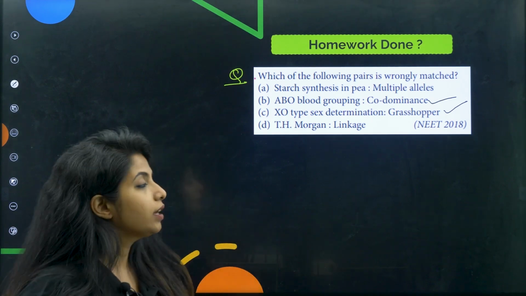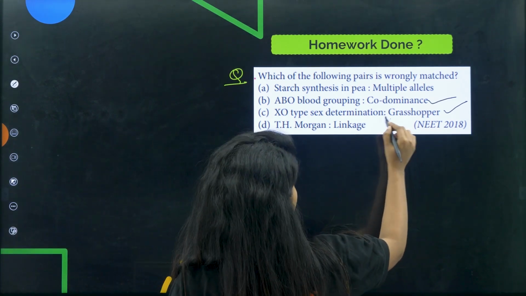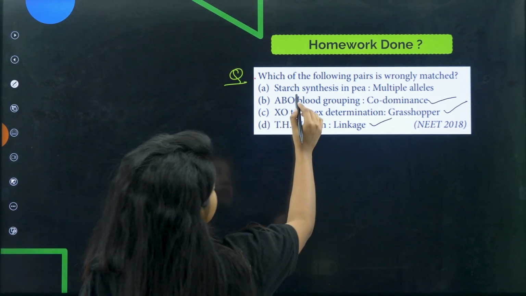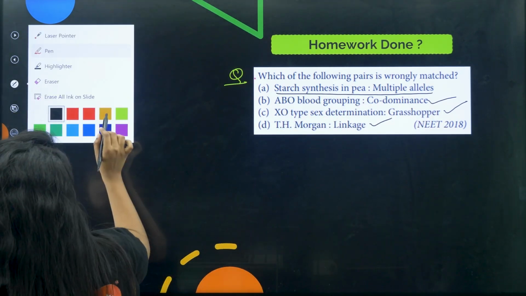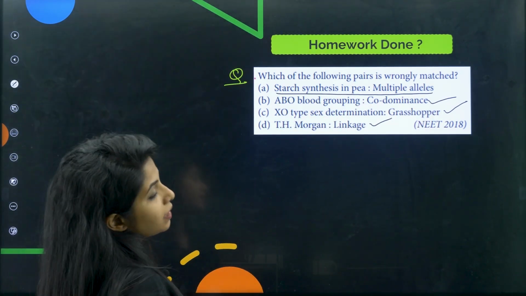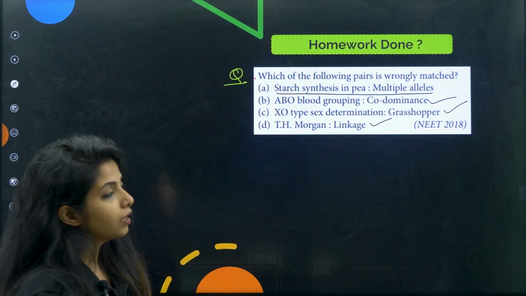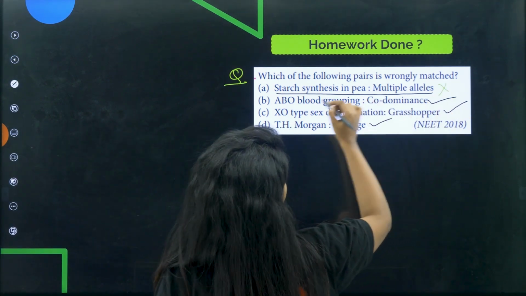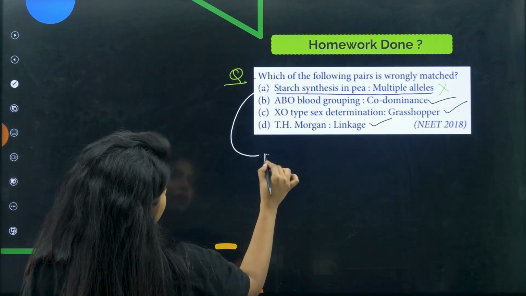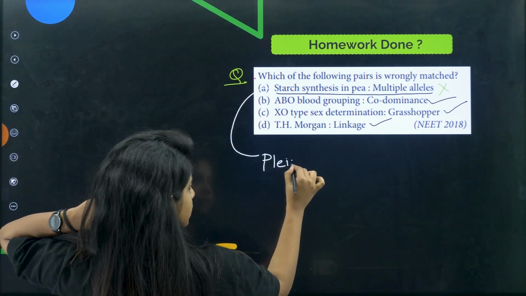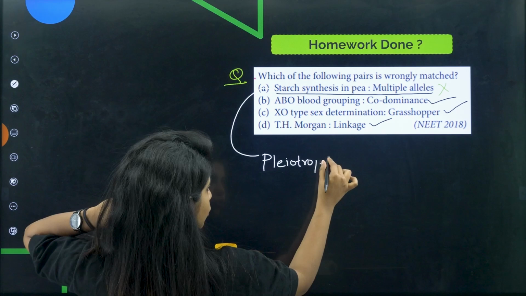Now going ahead, T.H. Morgan was the one who found out linkage as well. Talking about starch synthesis in peas, it is given as an example of multiple alleles. No, it is not the example of multiple alleles, children. First thing, it is an example of pleiotropy. This is an example of the alleles which control it. It's an example of pleiotropy.